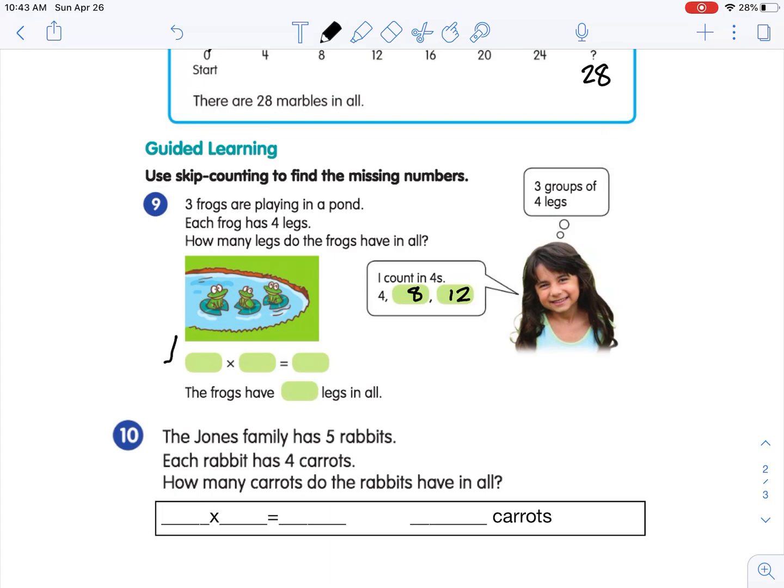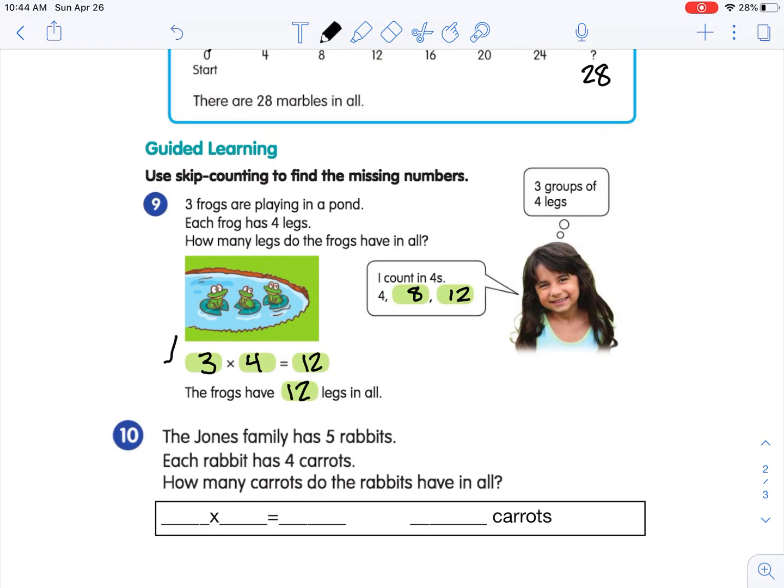Down here, it wants us to fill in our multiplication fact. Well, I know there's 3 frogs, and each frog has 4 legs. So I have 3 frogs and 4 legs per frog. So 3 times 4 equals 12, because I can skip count by 4s 3 times. 4, 8, 12. The frogs have 12 legs in all.